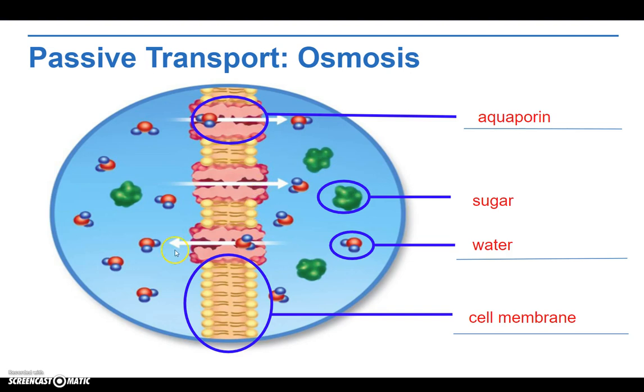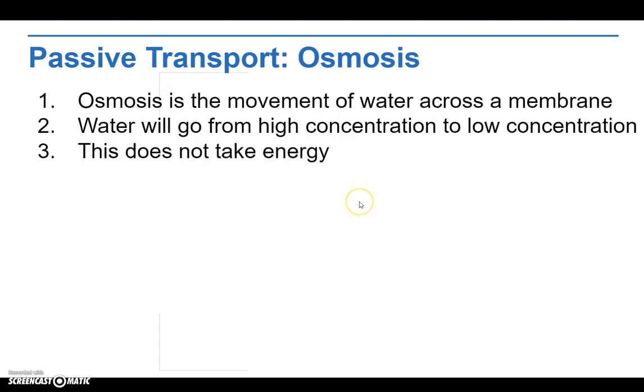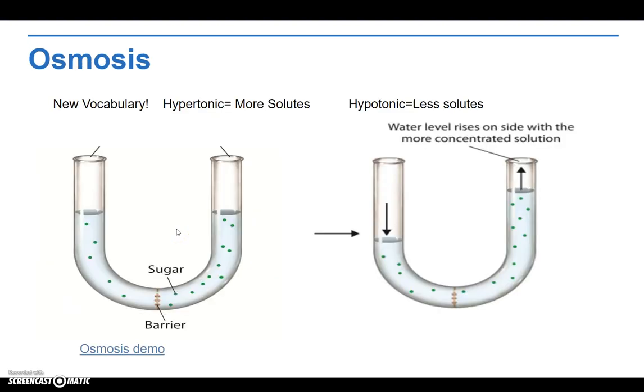So your arrows are telling you that there are more water molecules moving inside the cell than there are going outside the cell. So they are diffusing through these aquaporins. Alright, so osmosis is the movement of water across the membrane. The water will go from high concentration to low concentration of water. Okay, that's important. You got to remember that. And again, this does not take energy. It is a form of diffusion.